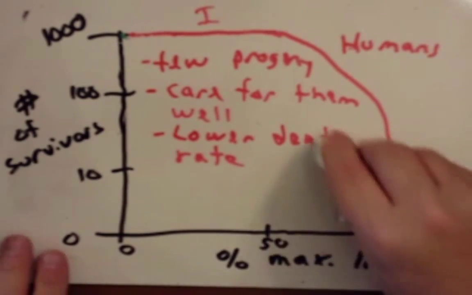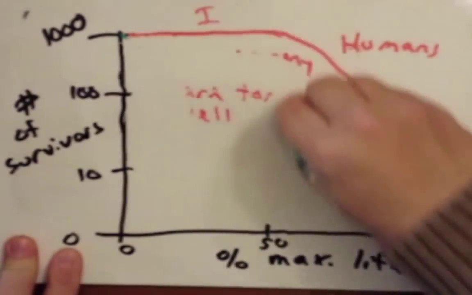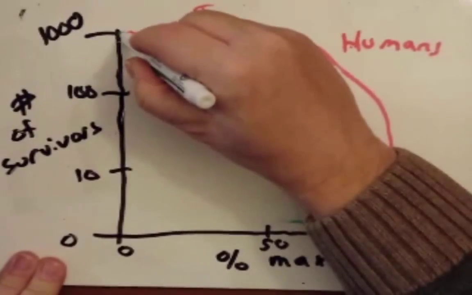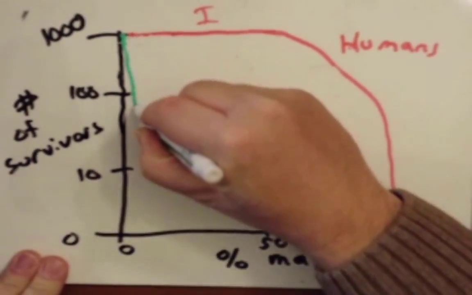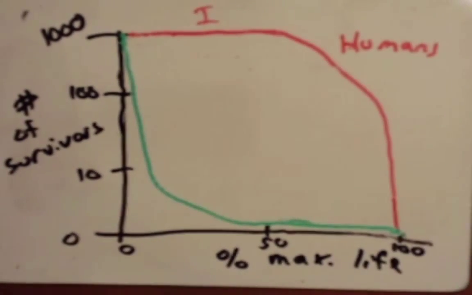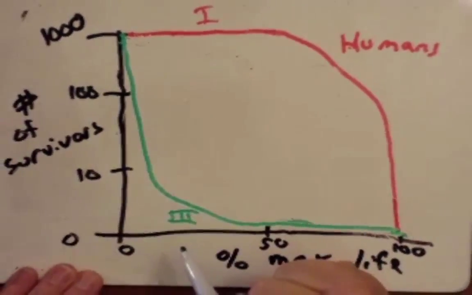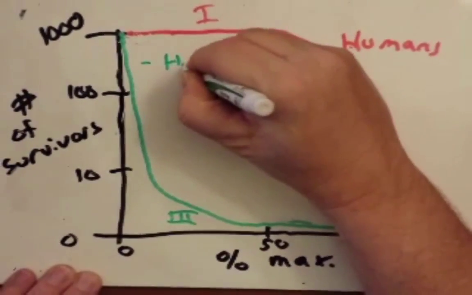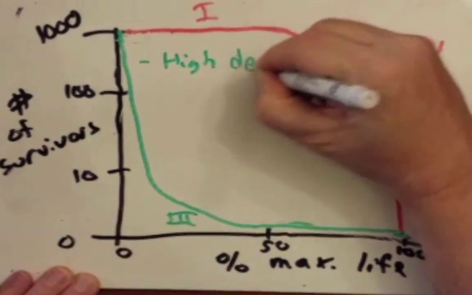Okay, let's erase this information here. I'm going to keep the curve there just for comparison. So let me draw type 3 next, because it's probably a nice opposite of what a type 1 is. So we can see a very sharp decline in population from the moment of birth till the moment of maximum life. So we have a high death rate.